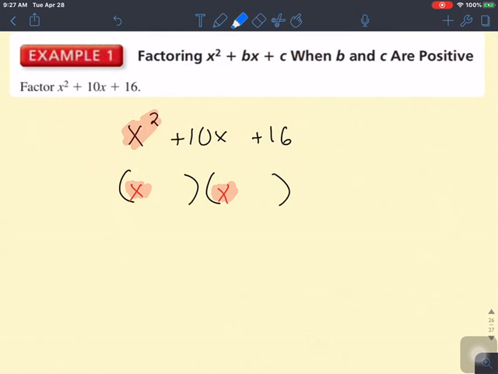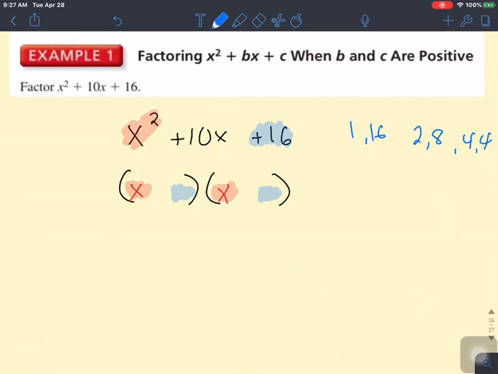Then we go to the end of the problem, how it ends, plus 16. There we go there, and we go there. Now, there are several factors of 16. 1 times 16, and 2 times 8, and also 4 times 4. Those are the three ways of making 16: 1 times 16, 2 times 8, and 4 times 4.